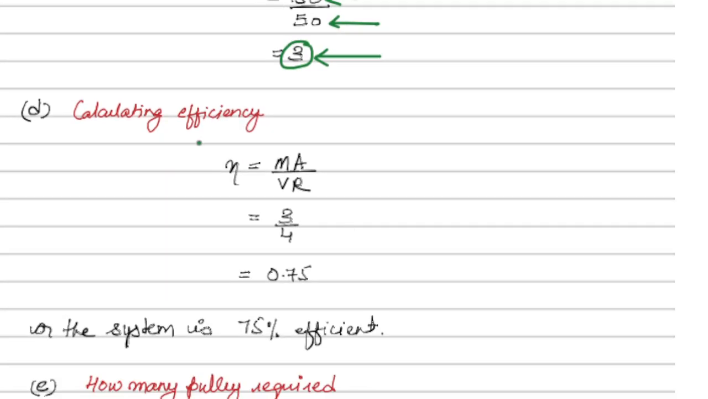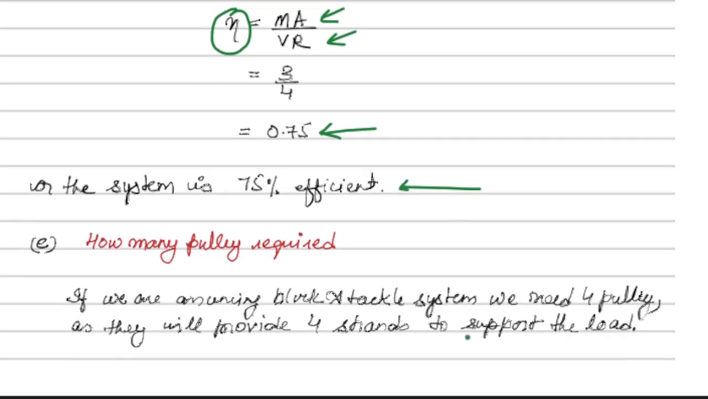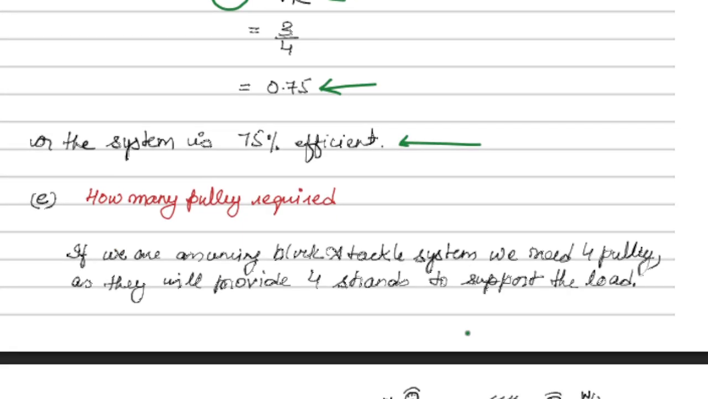Okay. Then what is the efficiency? Efficiency, we have a formula which has a relation: eta is equal to MA divided by VR. We have calculated MA already, here 3. We can put VR, which was 4. So VR comes from geometry, it is the ideal design. So it will be 3 by 4, which is 0.75, or the machine is 75% efficient.